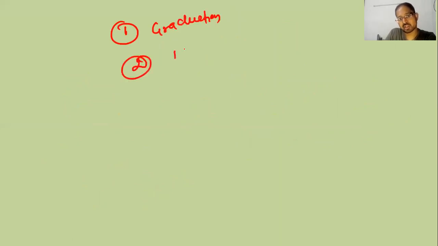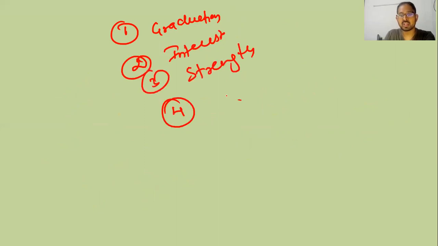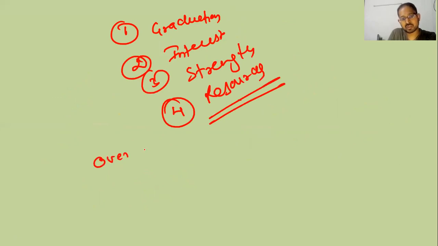So till now we have talked about: one, your graduation, that is your background; second, your interest; third, your strength; fourth, the resources; fifth, overlapping with GS. For this, you need to know the whole GS syllabus properly. You can watch the videos that I have posted. I'll be putting the link in the description box.